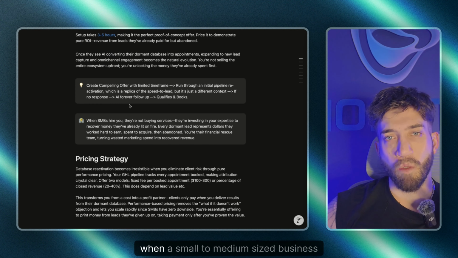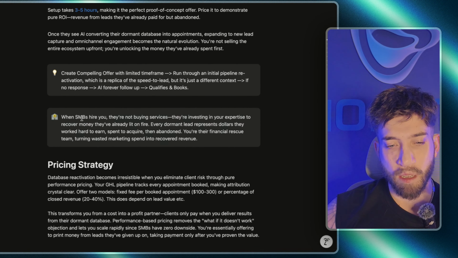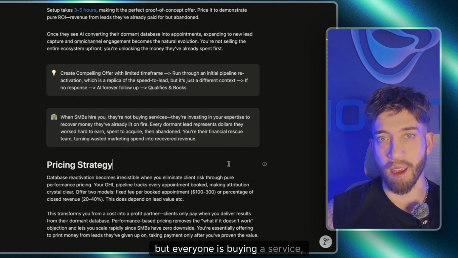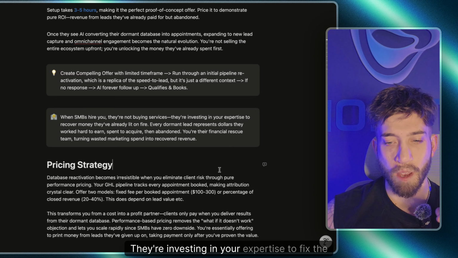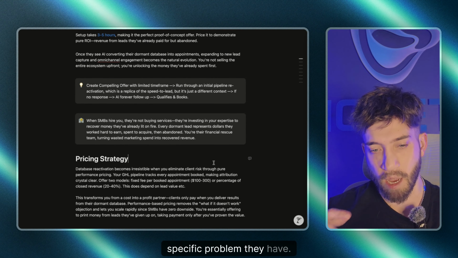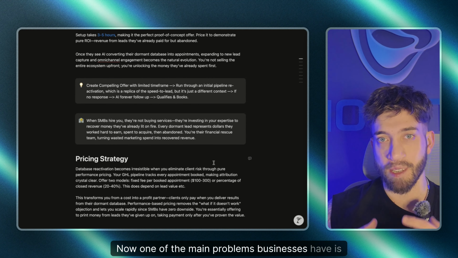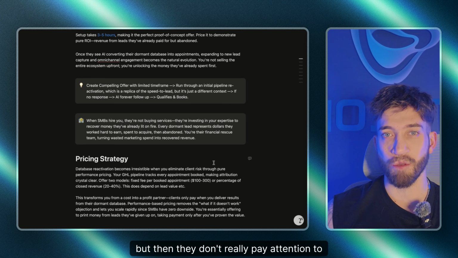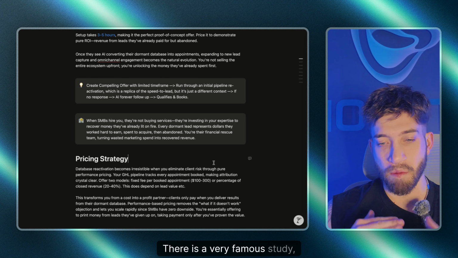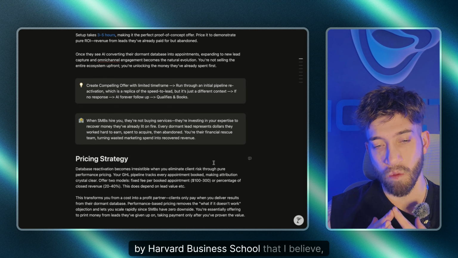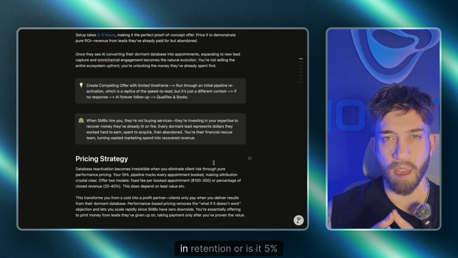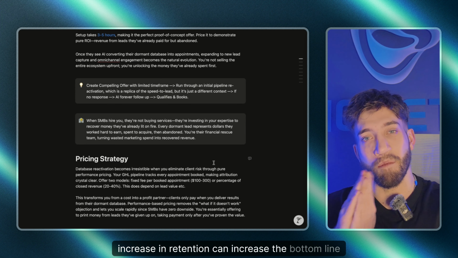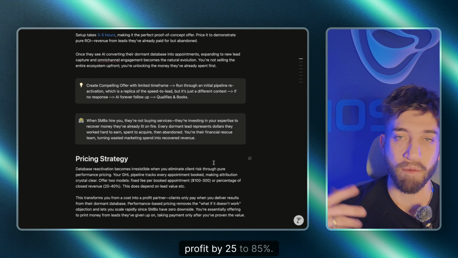As I said before, when a small to medium sized business hires you, they're buying a service, but everyone is buying a service, right? They're investing in your expertise to fix the specific problem they have. One of the main problems businesses have is they spend a lot of money to acquire a customer, but then don't pay attention to retaining that customer. There is a very famous study by Harvard Business School that I believe says a 5% increase in retention can increase bottom line profit by 25 to 85%.